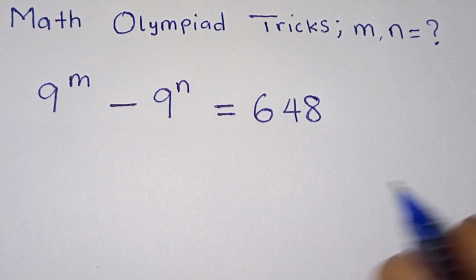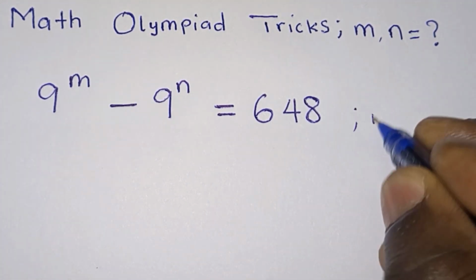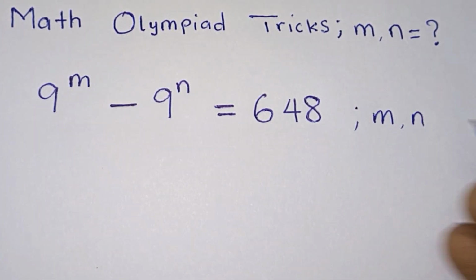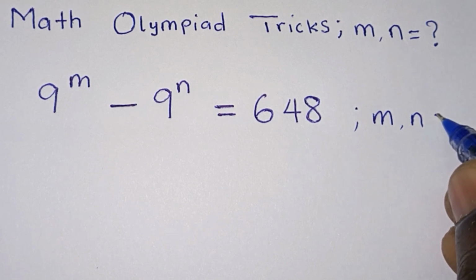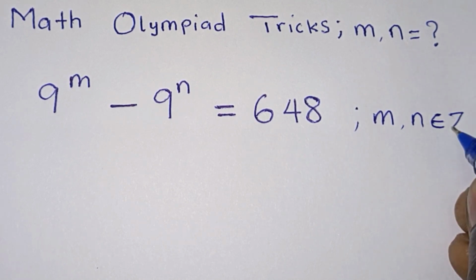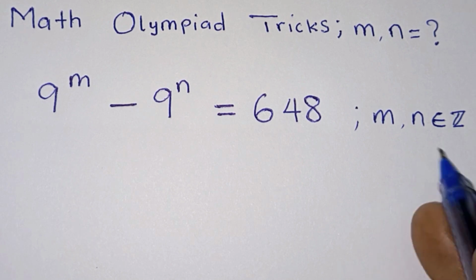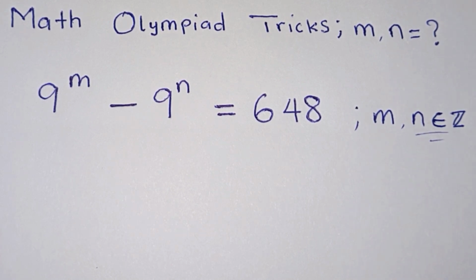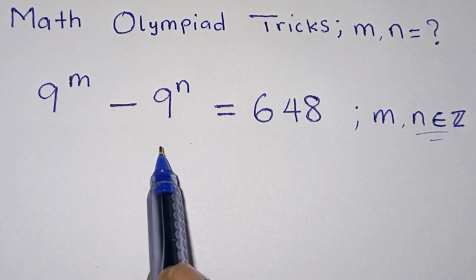But before we start, you should understand that m and n are integers, right? m and n are integers, so note this condition very well. Now before we start, let's analyze the problem.